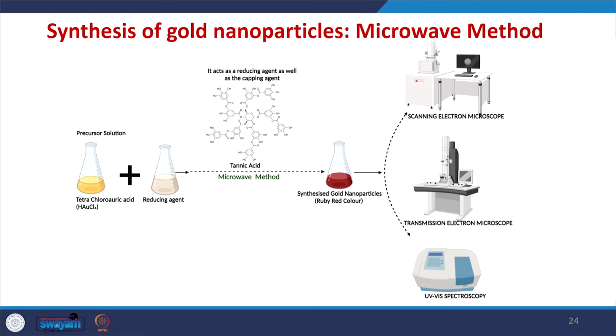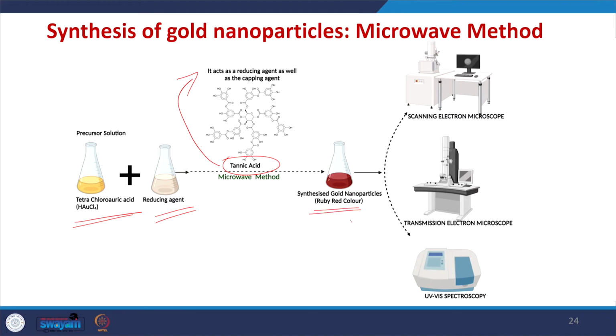Let us see the overview of how to synthesize gold nanoparticles by the microwave method. Here also we are going to use tetrachloroauric acid as a metal precursor, and we are going to use tannic acid as a reducing agent. This tannic acid acts as both a reducing agent as well as a capping agent. Once we synthesize the gold nanoparticles, you can observe the ruby red color.